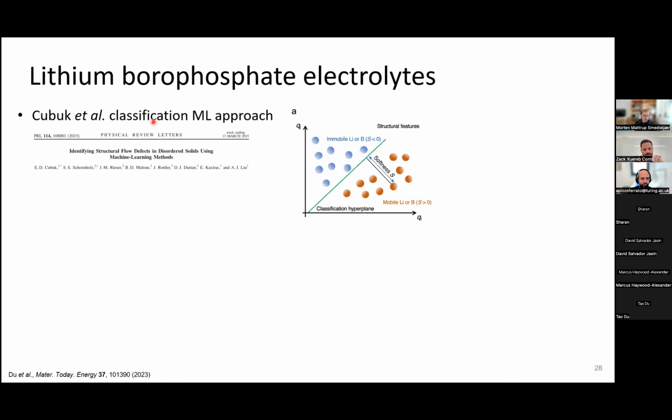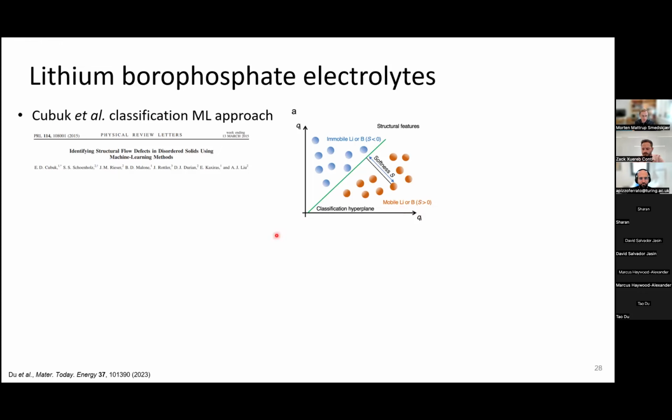So as I mentioned, we're using this classification machine learning approach, either with a support vector machine or a logistic regression. That is what we've been doing. This was first proposed, not for the mechanics that we are focusing on here but for other phenomena, by Cubuk, Schoenholz, and Liu, and others, and also in a series of follow-up papers. The idea is that we classify the mobility, in our case of the lithium or the boron, based on the spontaneous dynamics. Typically, we simulate this at 300 Kelvin, so room temperature.